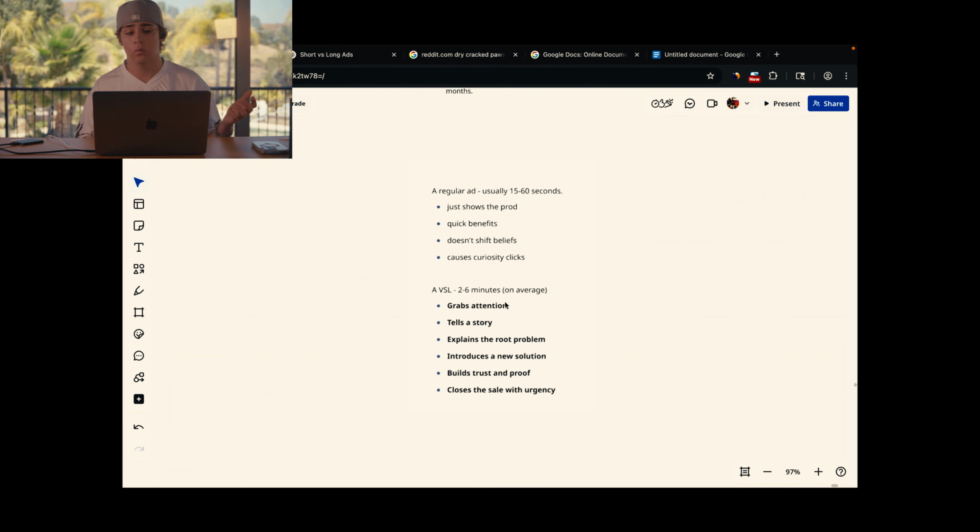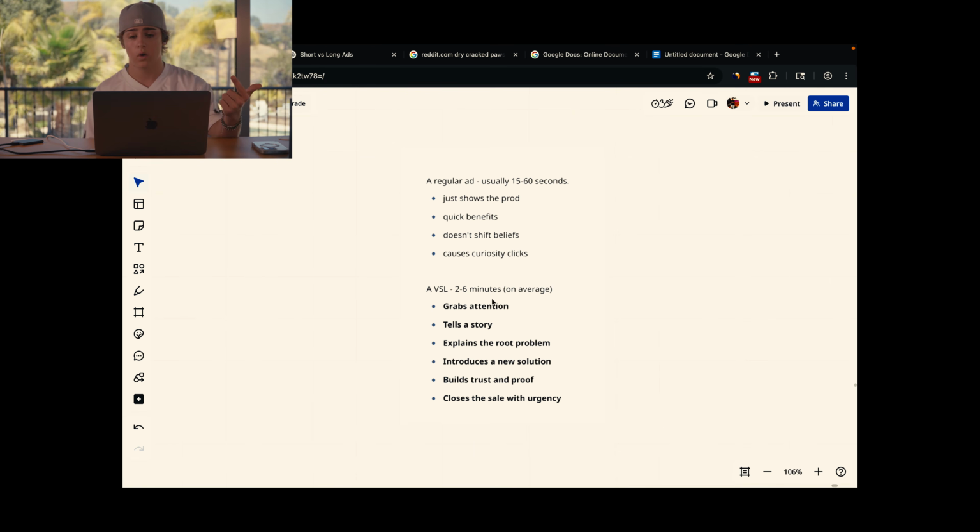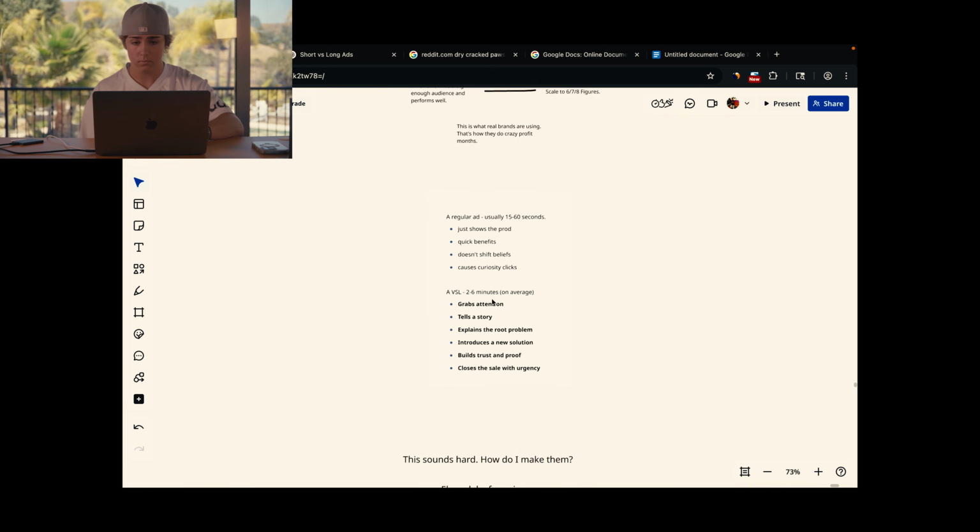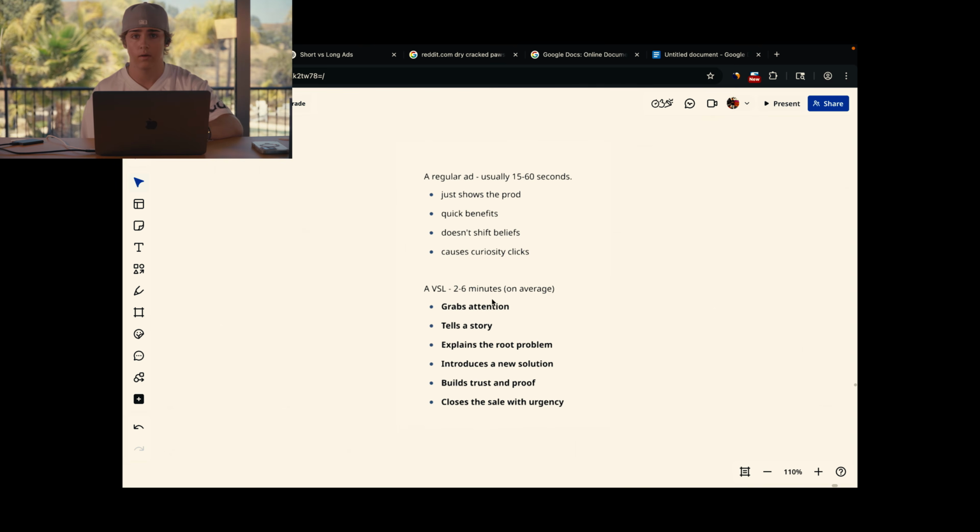Now, the VSL, which is just a longer form ad, video sales letter, like I said, is about 2 to 6 minutes on average. Usually you're going to want to do the shorter side of it, just because when you're new, you're not going to be able to crack them right away. But these grab attention, tell a story, explain the root problem, introduce a new solution, build trust and proof, close a sale with urgency, and ultimately perform way better.